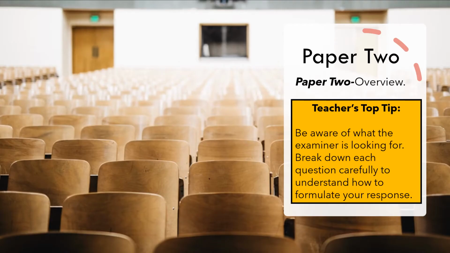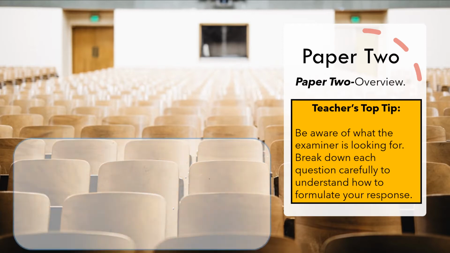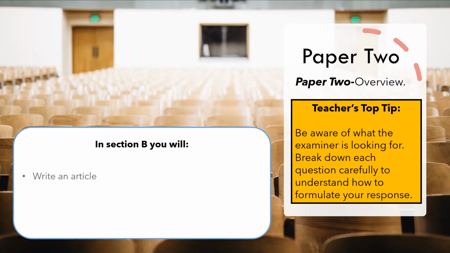So paper 2, an overview. The first thing that I want to bring to your attention is that you need to be aware of what the examiner is looking for. For each question, you will get bullet points to actually help and guide your response. So you need to break down each question carefully and understand what the examiner is really looking for. So, in section B, this is often the one that people start with first, so that's why we're looking at that bit first now.